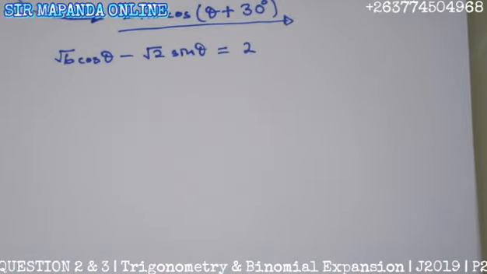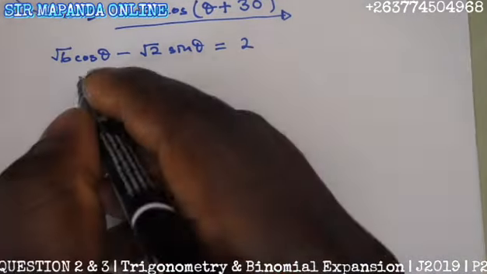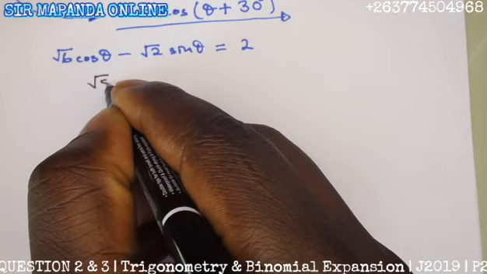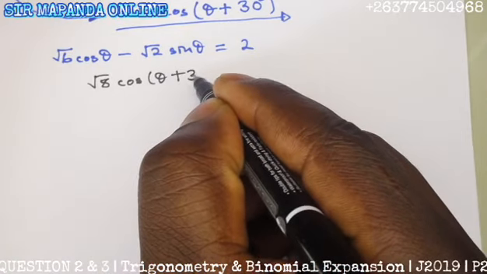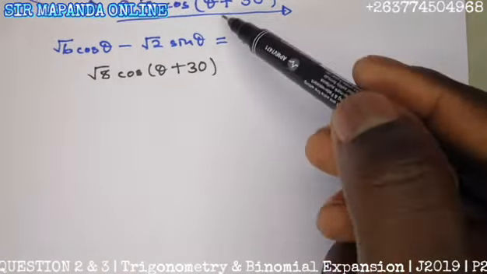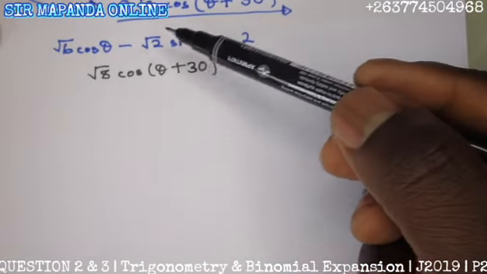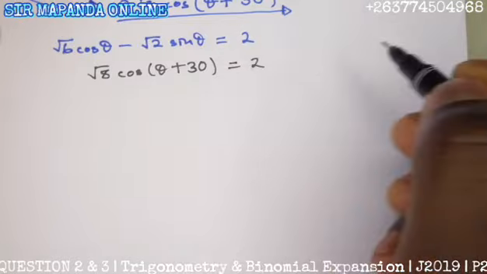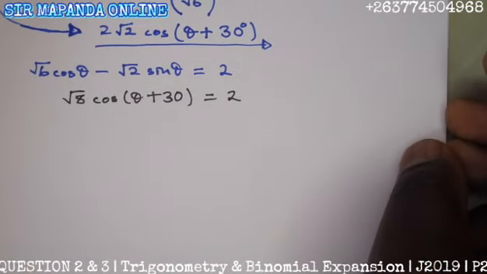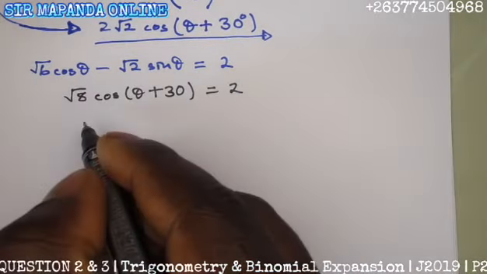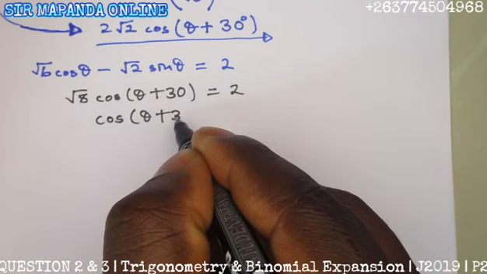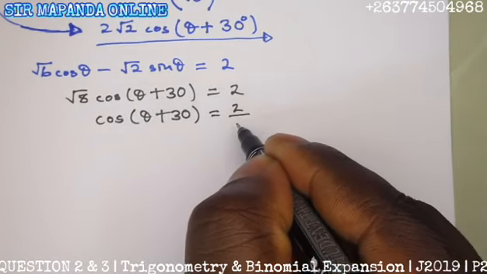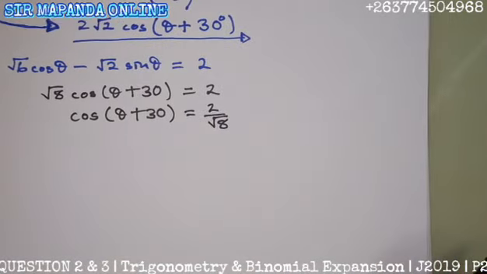The first thing to do is to substitute the left side with the form that you have obtained in part A. So you are going to say root 8 cos(theta plus 30), which is as good as 2 root 2 cos(theta plus 30). You place it on the left side. Then equate this with the 2. I hope you are following class. Right. Then divide both sides by root 8. You get cos(theta plus 30) is equal to 2 divided by square root of 8.